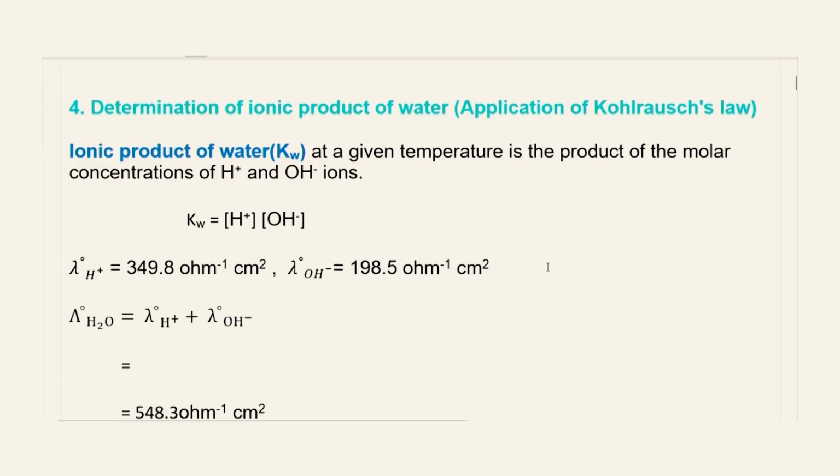Now, let us see what is ionic product of water. Ionic product of water at a given temperature is a product of molar concentrations of H plus and OH minus ions. That is Kw, the notation used for ionic product of water, is equal to molar concentration of H plus into molar concentration of OH minus ions. Here, to calculate this, we have to know the ionic conductances of H plus, ionic conductances of OH minus, as well as the specific conductance of water.